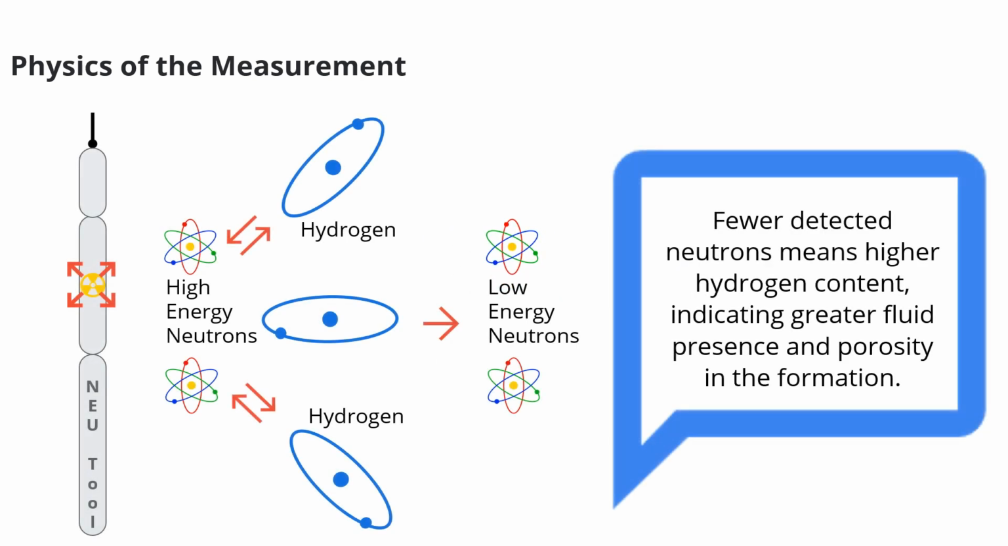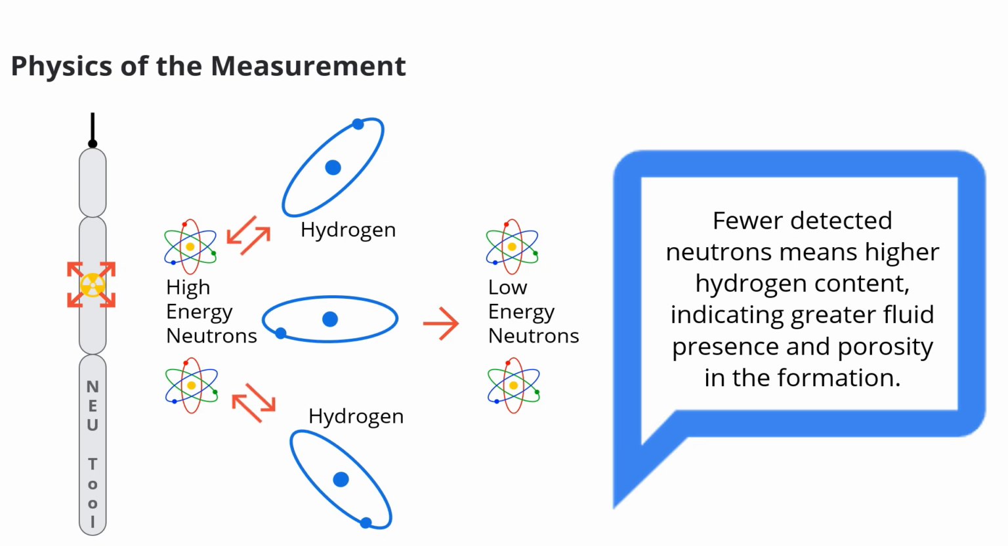First, consider the process of neutron emission. The tool uses a chemical radioactive source to emit high-energy neutrons into the formation. Then, these neutrons collide with atomic nuclei in the formation. With each collision, they lose energy, a process called thermalization.